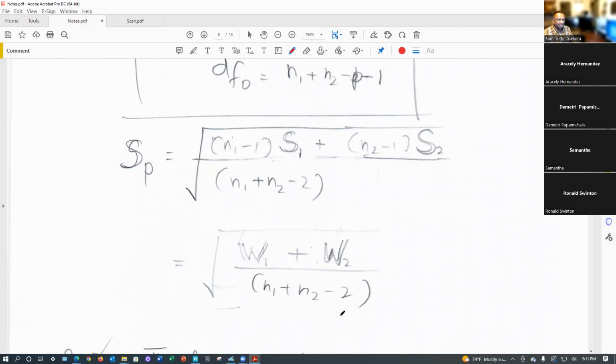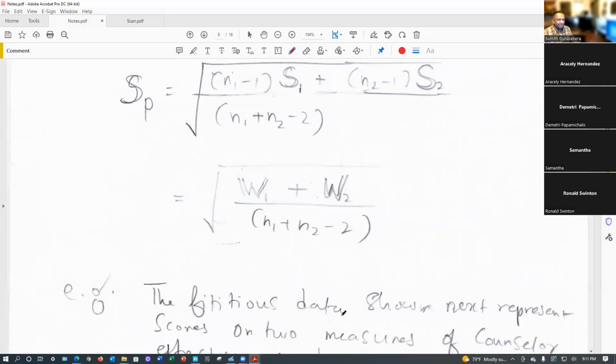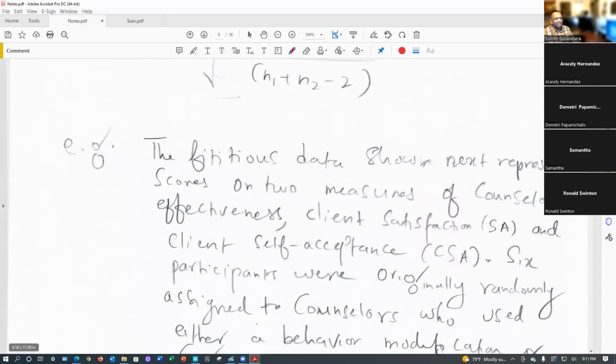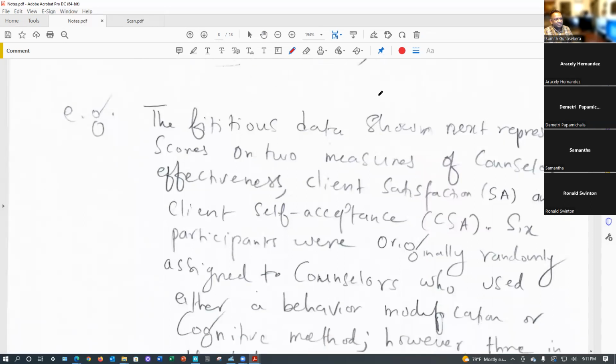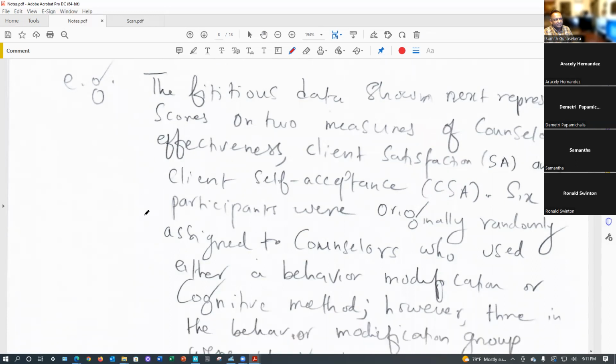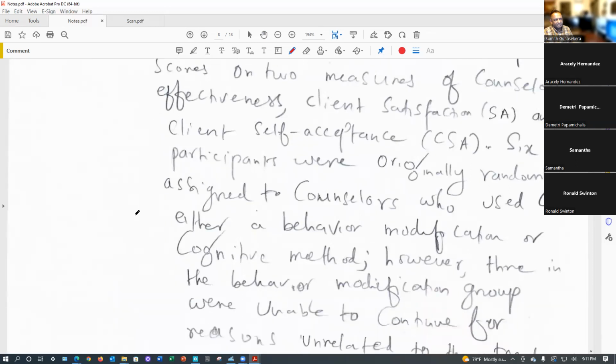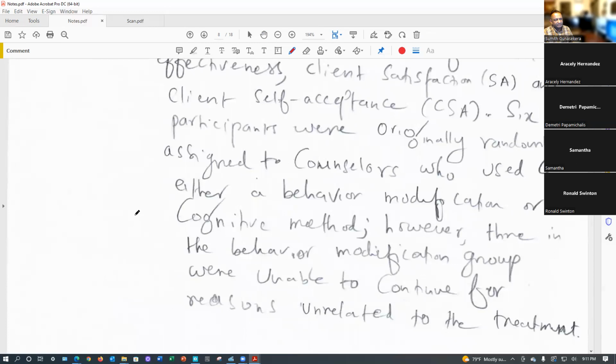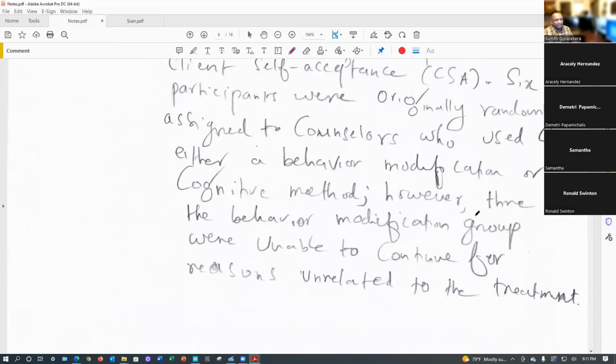1 plus n2 minus 2. See? Look at this example. The fictitious data shown next represent the scores on two measures of counselor effectiveness, client satisfaction and client self-acceptance. Six participants were originally randomly assigned to counselors who used either behavior modification or cognitive method. However, those in the behavior modification group were unable to continue for reasons unrelated to the treatment.